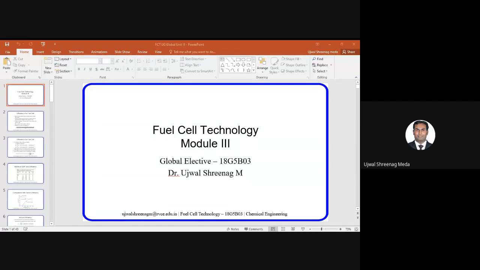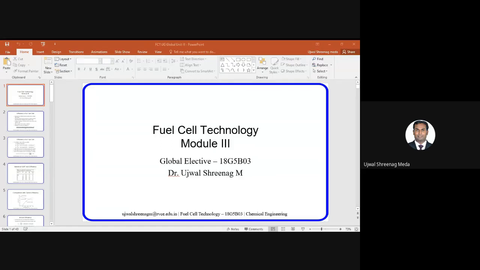So we shall start with a new topic today. And so far in Unit 1, we have learnt about what is a fuel cell, how does it work, what are the components, what are the fuels that can be used, how the fuel cells can be classified. In Unit 2, we studied about 5 different types of fuel cells.